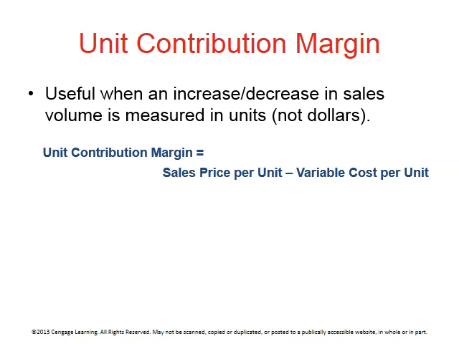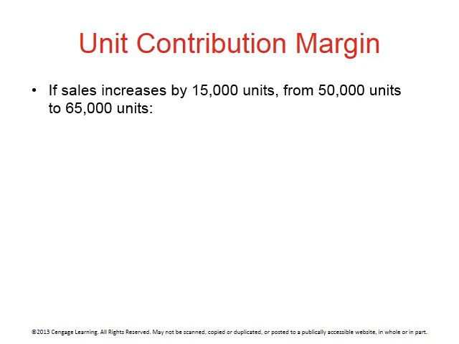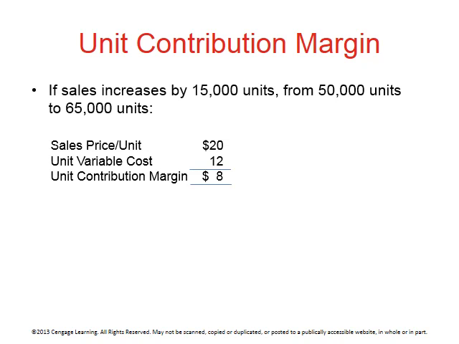So our unit contribution margin is sales price per unit minus variable cost per unit. Let's use an example. If sales increased by 15,000 units, from 50,000 units to 65,000 units, first we calculate our unit contribution margin. We take our sales price per unit less variable cost per unit, and we get $8.